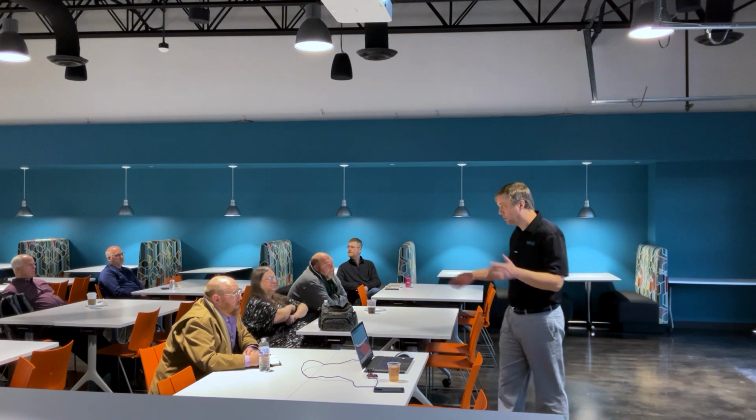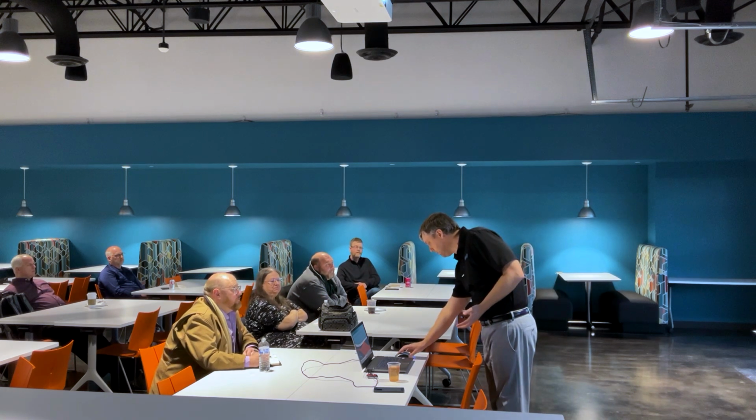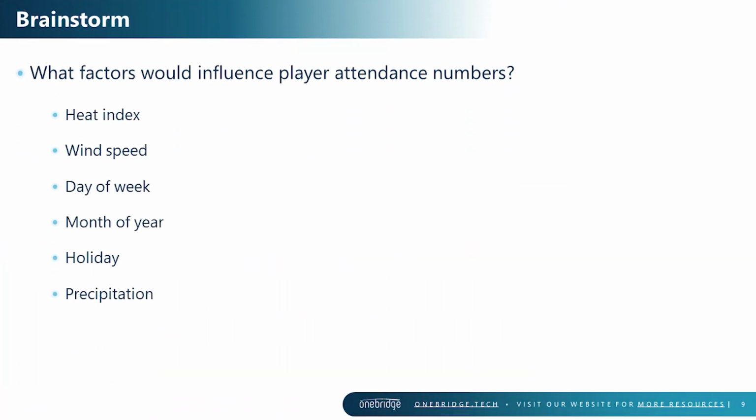or Tuesday. So we could go on, but the first thing the data scientists need to think of is, like, what are things that could be correlated with our target? So, like, here's some examples, like heat index, wind speed, day of the week, month of the year. Like December, probably not a lot of people on a golf course unless you're in Florida. Is it raining? Is it a holiday?